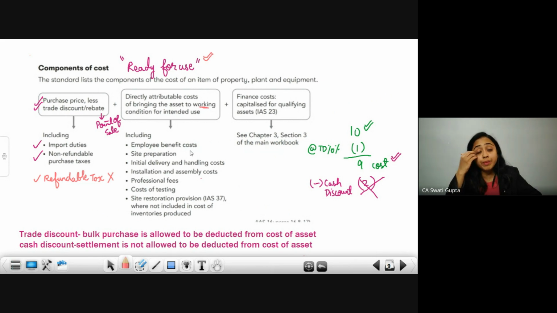Now if any inside employee or any outsider is thoroughly invested, recruited and allocated in identifying that machine, in bringing that machine, in buying that machine, then those costs are also capitalized. Any site preparation.